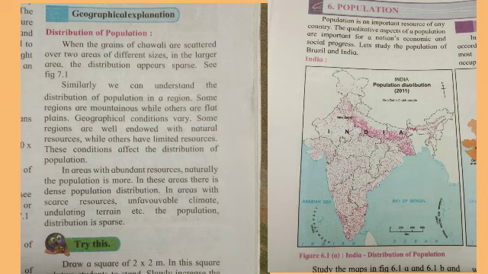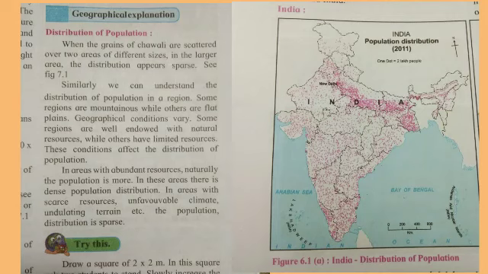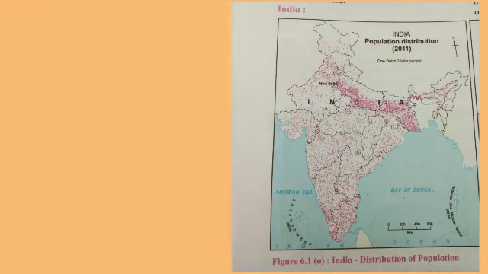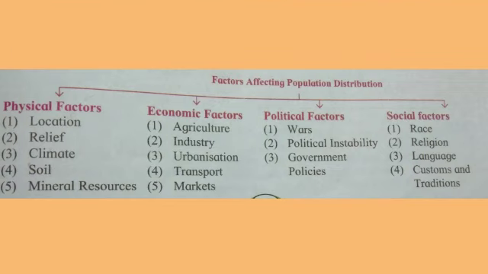In areas with abundant resources, naturally the population is more. In these areas, there is dense population distribution. In areas with scarce resources, unfavorable climate, undulating terrain, etc., the population distribution is sparse. There are four main factors that affect population distribution. First, physical factors. Second, economical factors. Third, political factors. And fourth one, social factors.